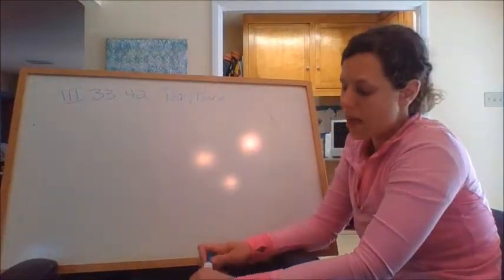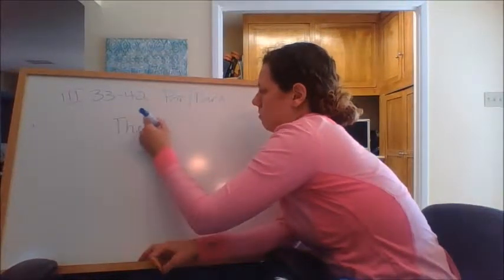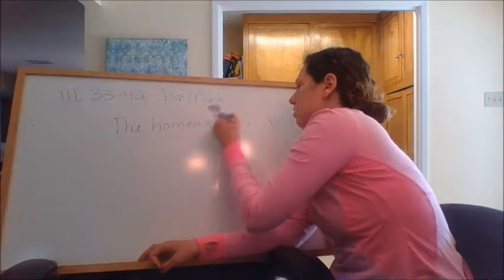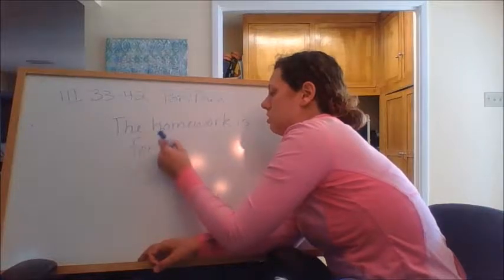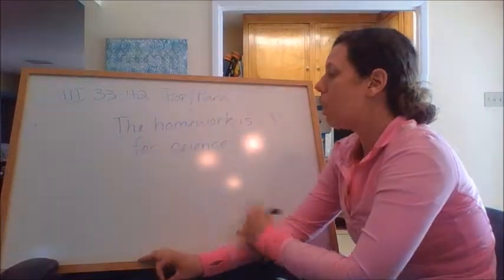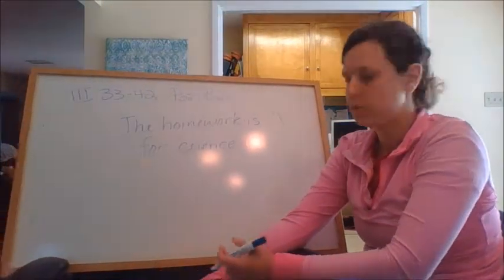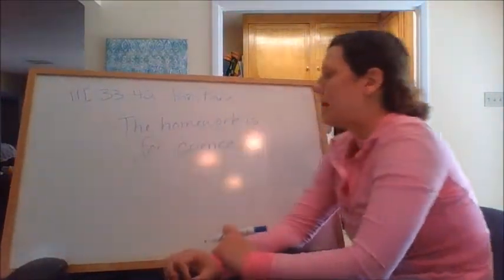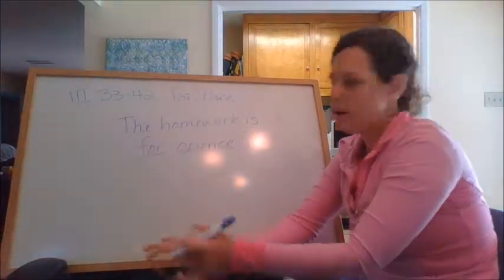But it'll be something like, the homework is for science. Okay. The homework is for science. So the word that we're trying to pick out is obviously for. And we need to decide if it's por or para. If I were to translate this, which one would I use? And the answer is para.